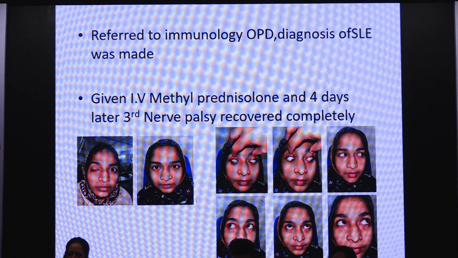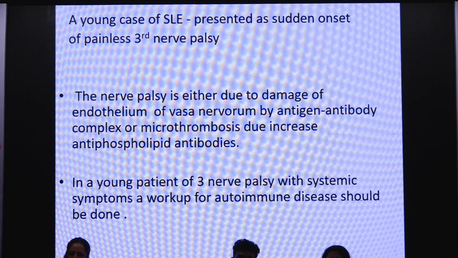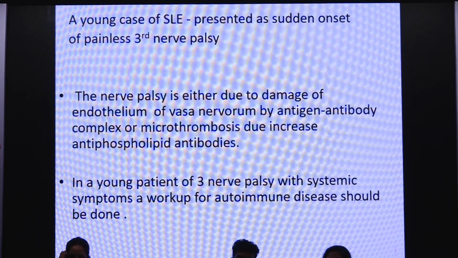We referred the patient to the immunology department, where the diagnosis of SLE was made, and she was given methylprednisolone. Even on the 4th day of the methylprednisolone, there was a marked improvement in her third nerve palsy. So this is a young patient in whom the third nerve palsy is a presenting sign of SLE.